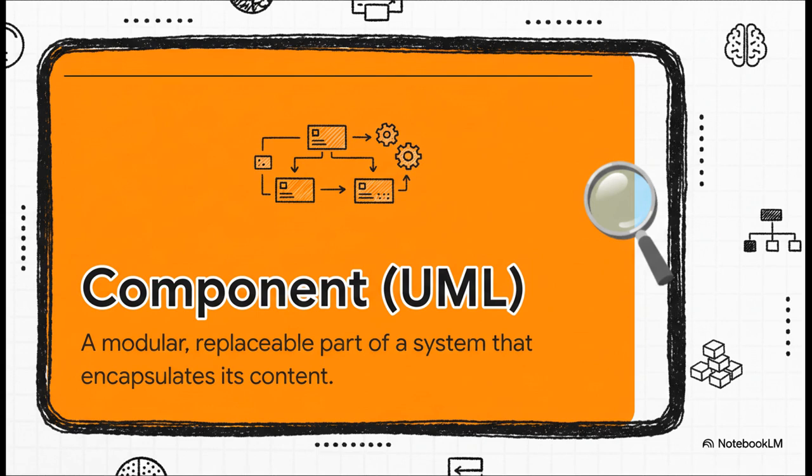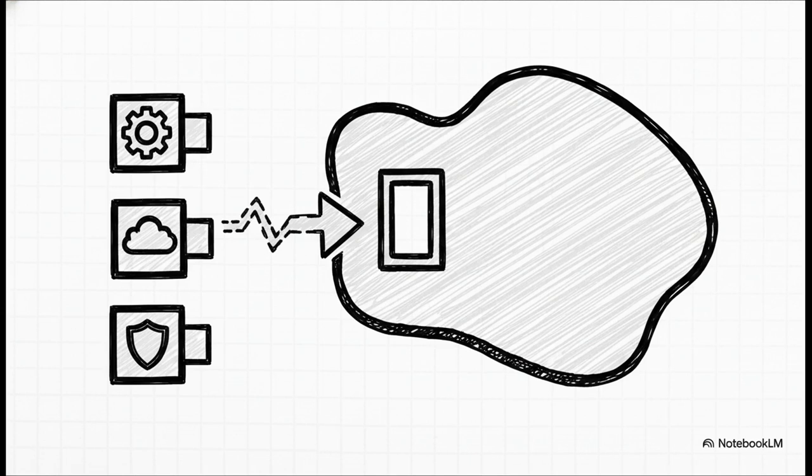But the most important word here is replaceable. As long as a new component connects in the same way, you can swap it in and out without the rest of the system even noticing. It's just like changing a tire on a car. And this whole idea of being replaceable is what makes components so incredibly powerful.